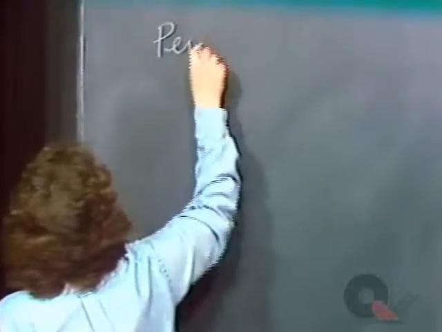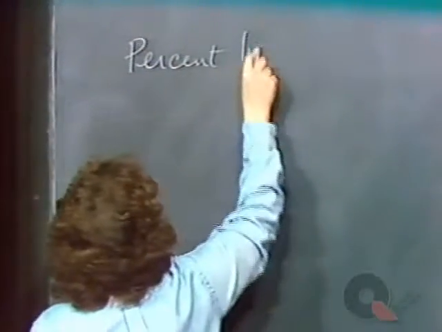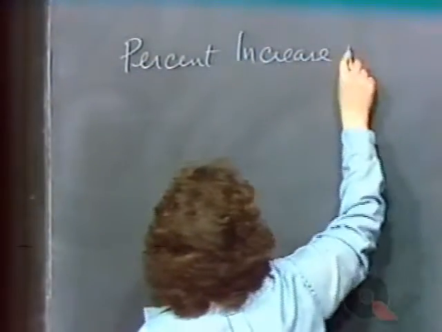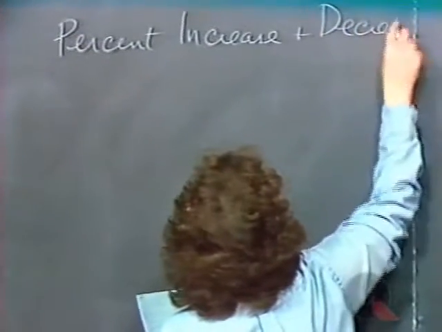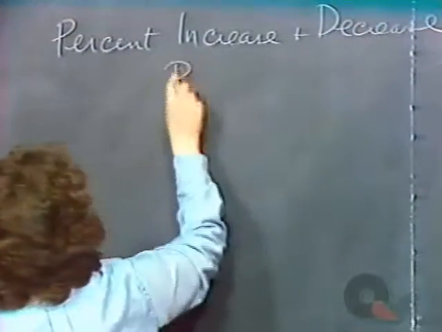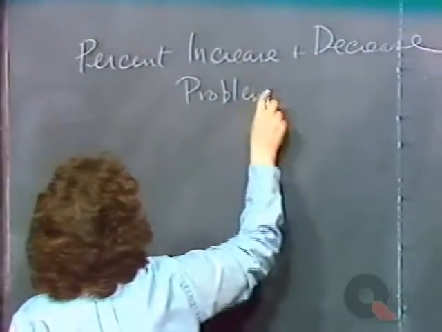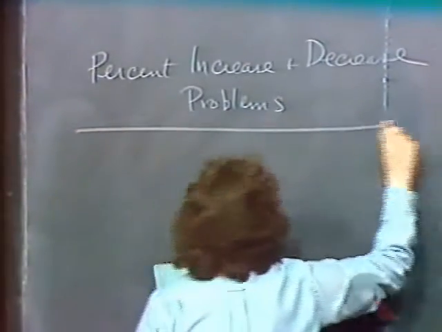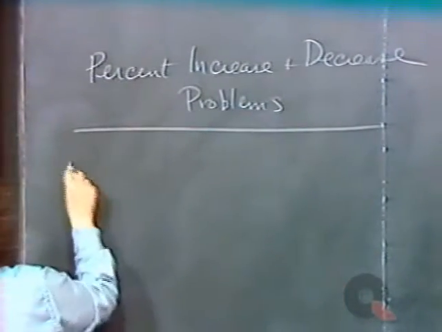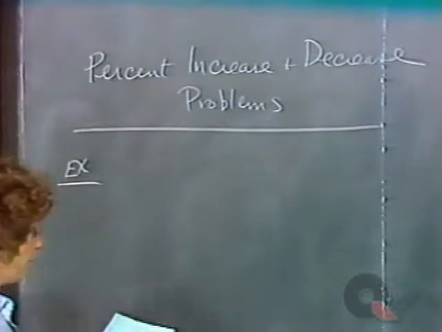This is usually a problem on the CUNY assessment test involving percent increase or percent decrease. Percent increase and decrease problems. Okay, and the best way to study these is simply to try examples.